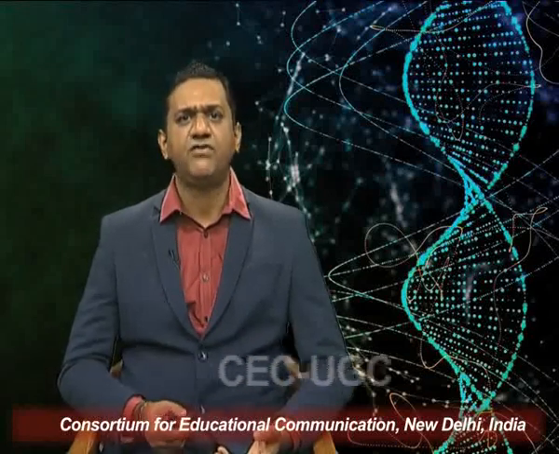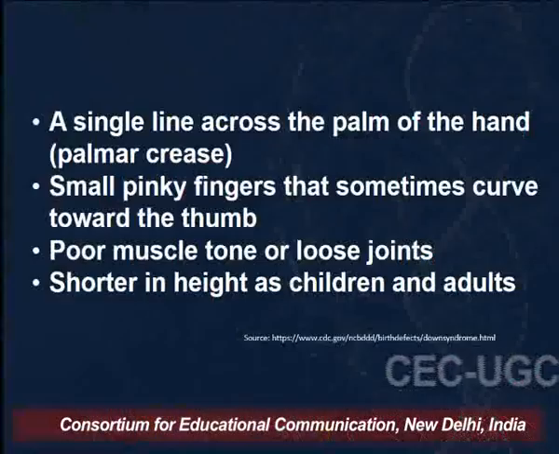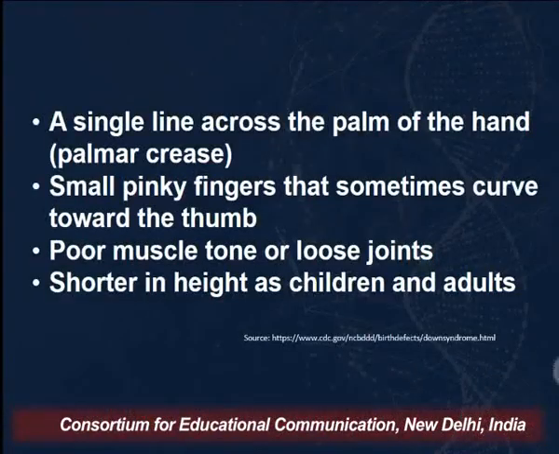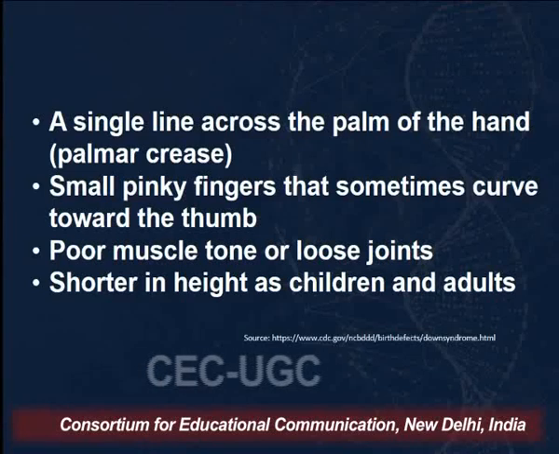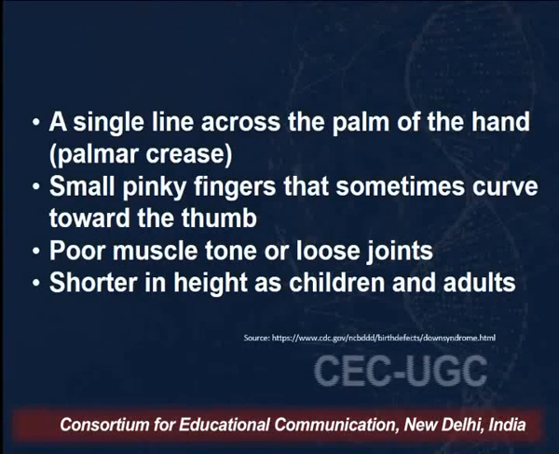Apart from that, there are certain other features also, like poor muscle tone and loose joints. The children or adults are also shorter in height than a normal person.